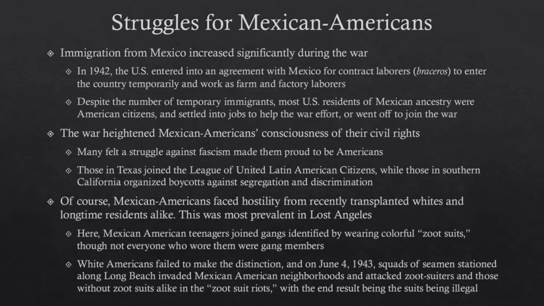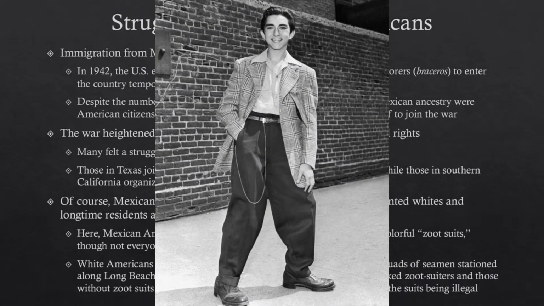June 4th, 1943, squads of seamen stationed along Long Beach invaded Mexican-American neighborhoods, attacked zoot suiters and those without the suits in the Zoot Suit riots. And in the end, the result was that the outfit was outlawed rather than maybe we shouldn't let sailors come in and just beat teenagers in the streets. But you know, make this illegal, not this.